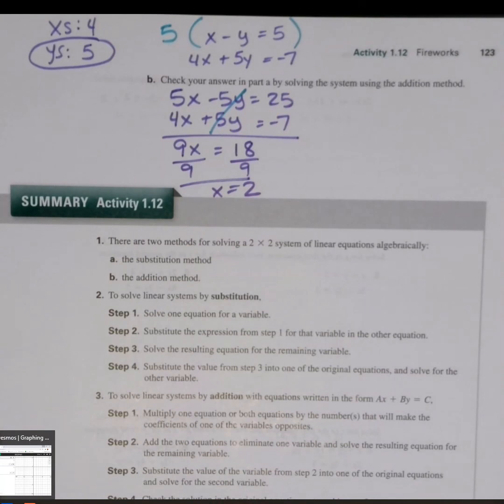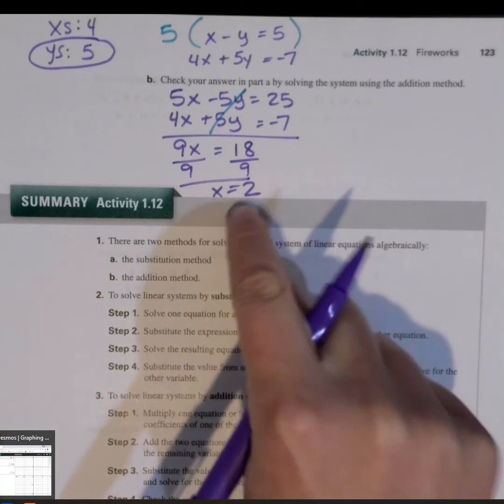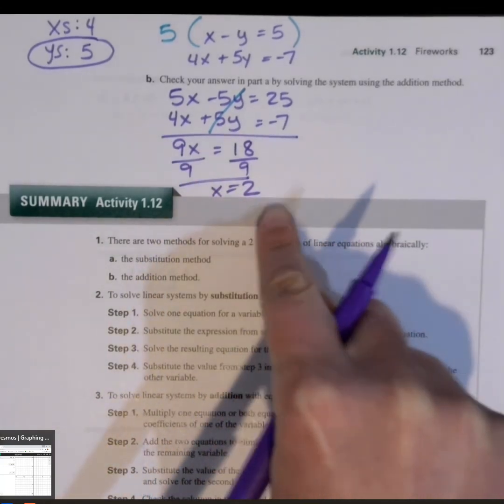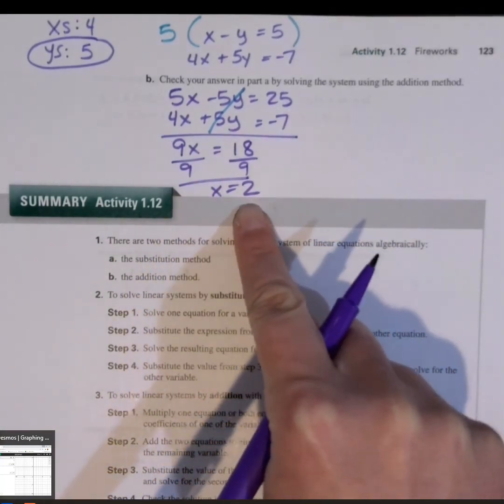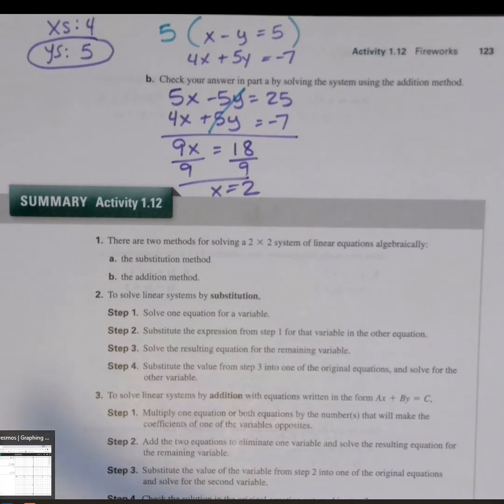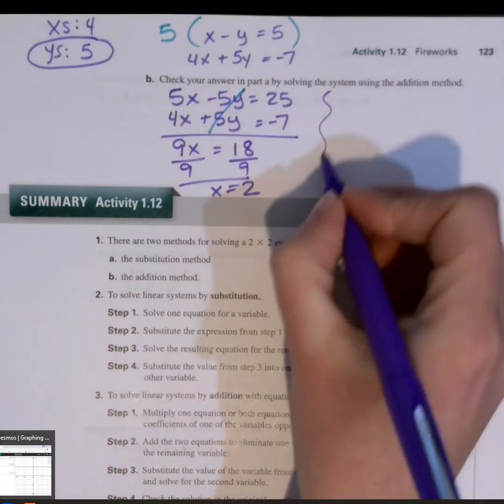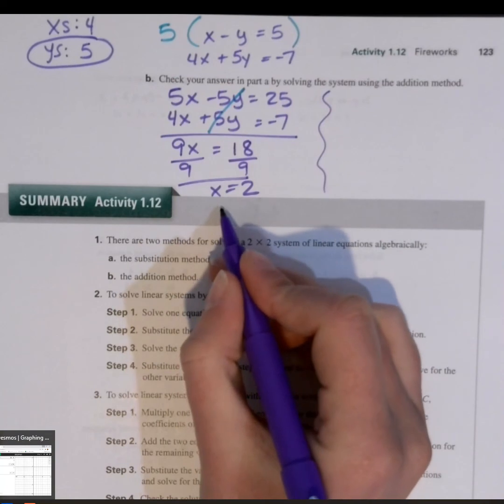Momentarily had a confusion in my mind because we solved for y first. We got y first last time, and I was like, where's my negative 3? But I wanted 2 for x. So I got x first this time. I got 2 for x, and that does match what I had before. So much relief. Now we need the y variable.